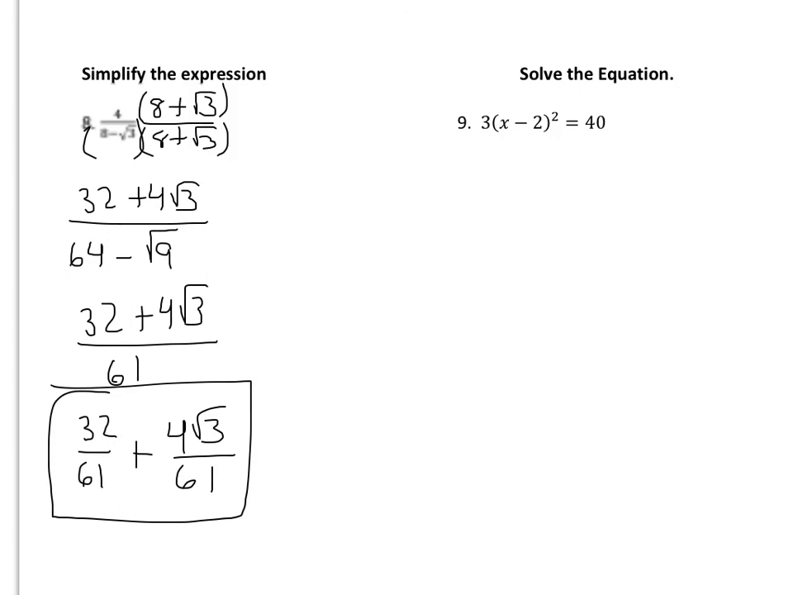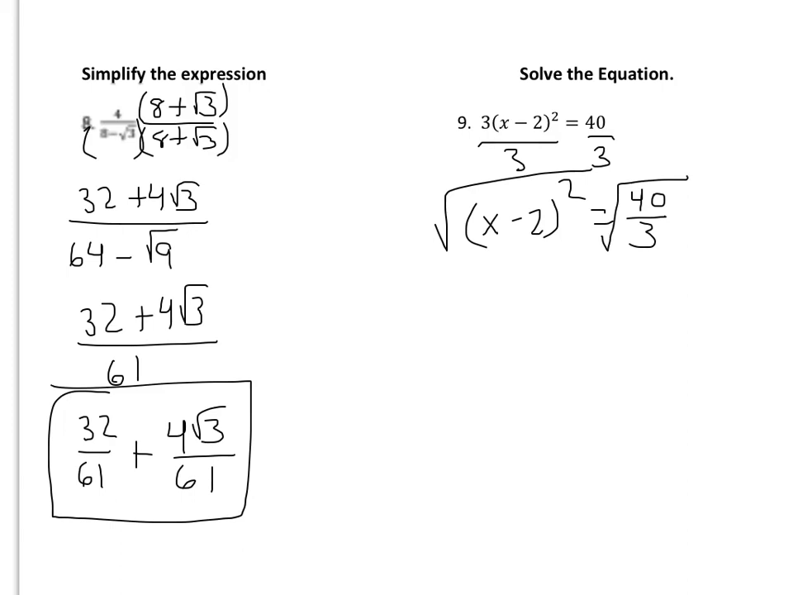All right. I'm going to do 2 steps and then you bring it in completed. Divide by 3. The quantity x minus 2 squared equals 40 over 3. Square root. So you need to now try to bring this one in completed. See you guys tomorrow.